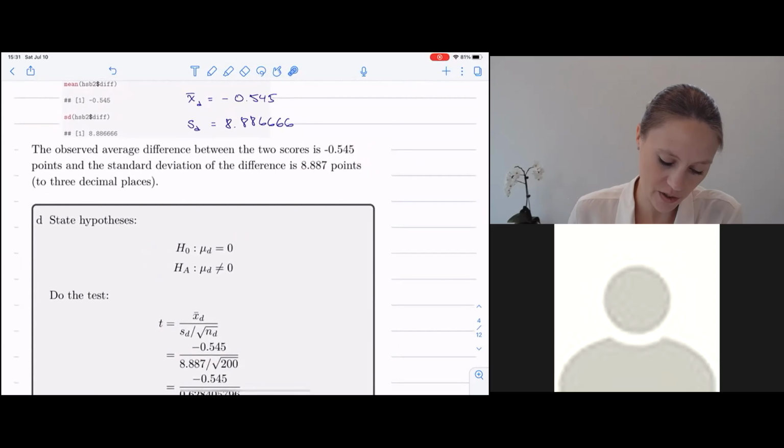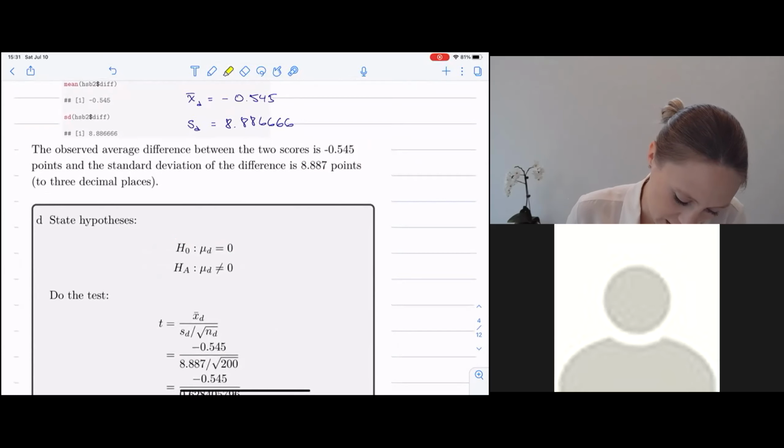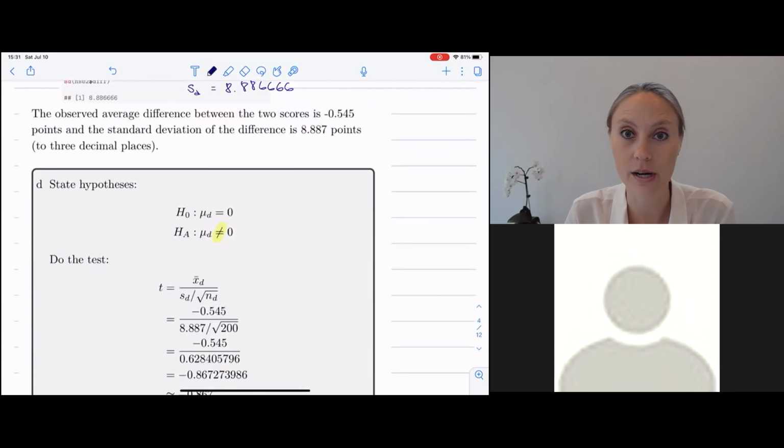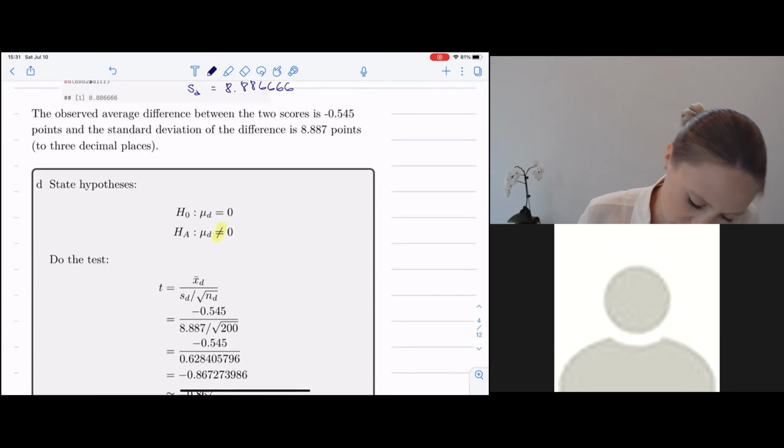Here's our actual answer. So your null hypothesis is always the same. So there's really no work that you need to do to set up your null hypothesis. The only work that you need to do is here to determine if you need a less than, a greater than, or not equal to. And the one-sided tests, so less than or greater than, can be tricky for paired data. But in this case, we just want to know if there's a difference.